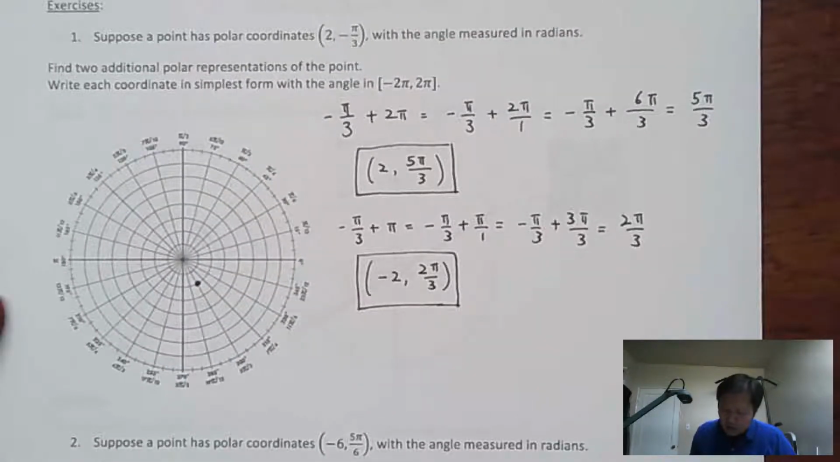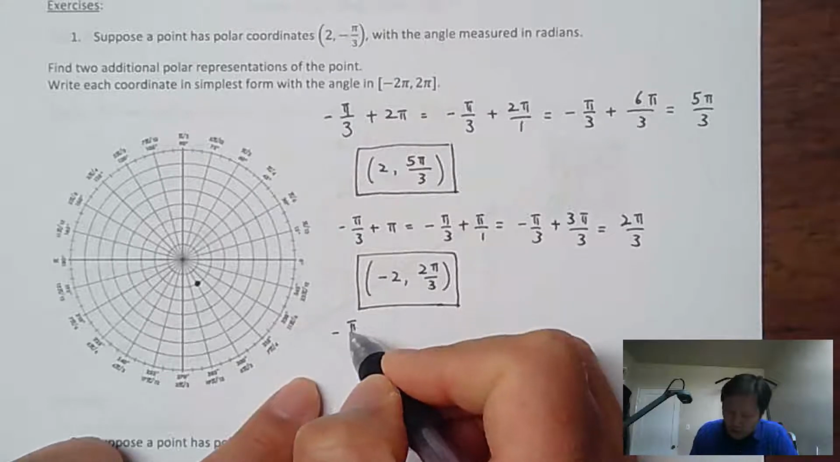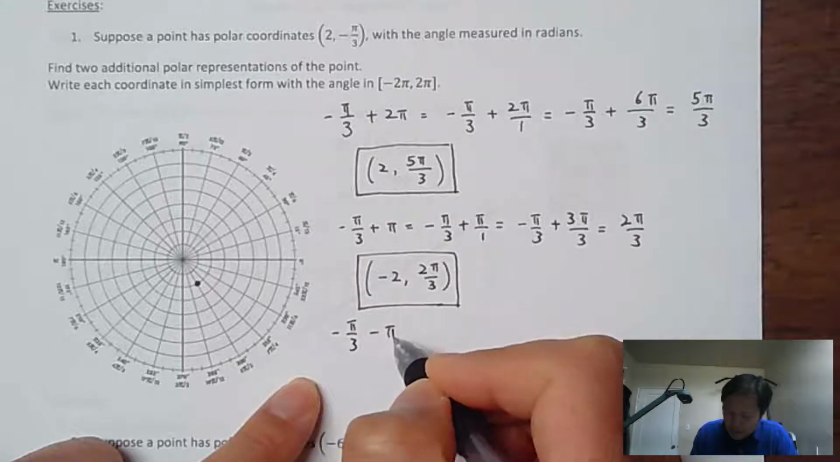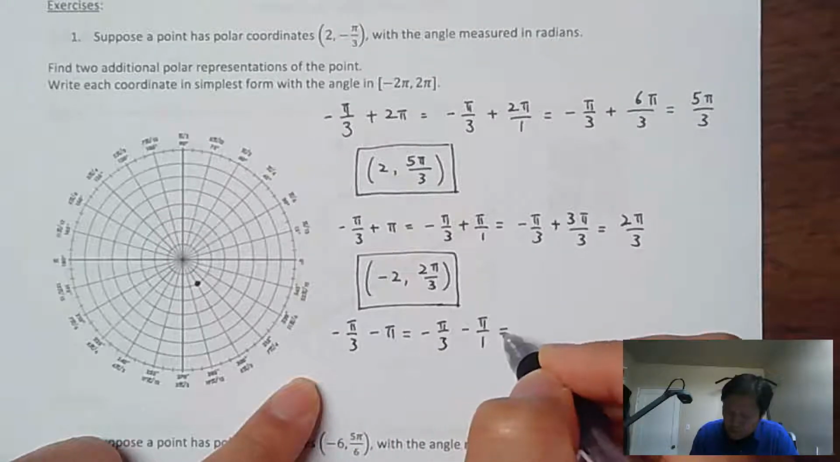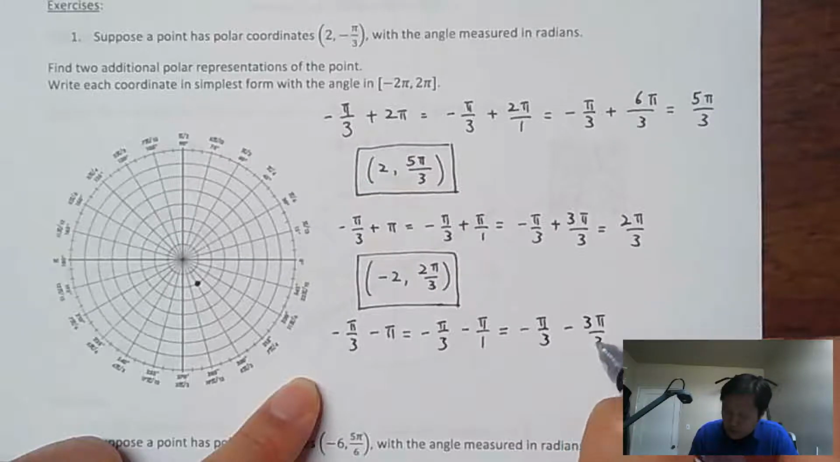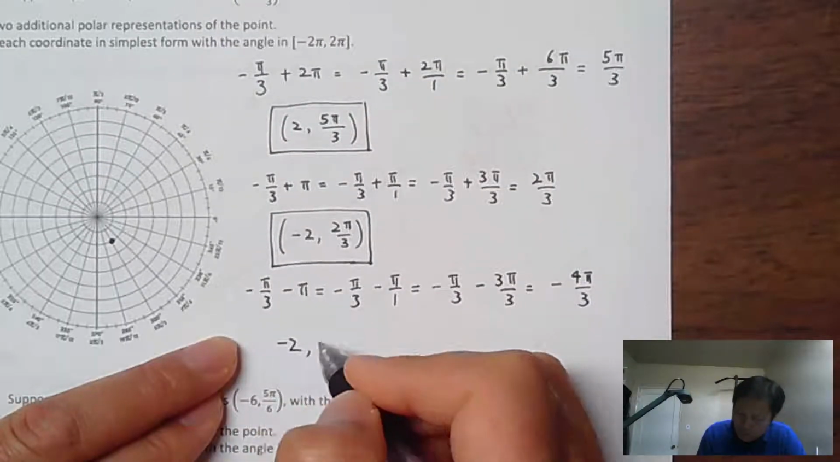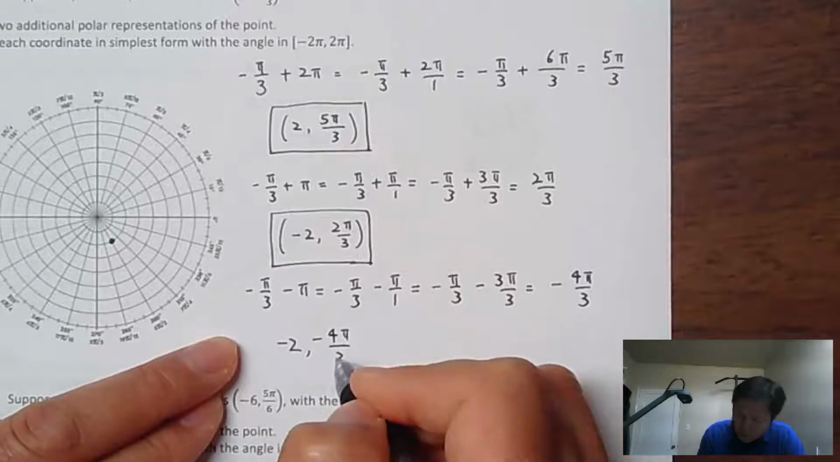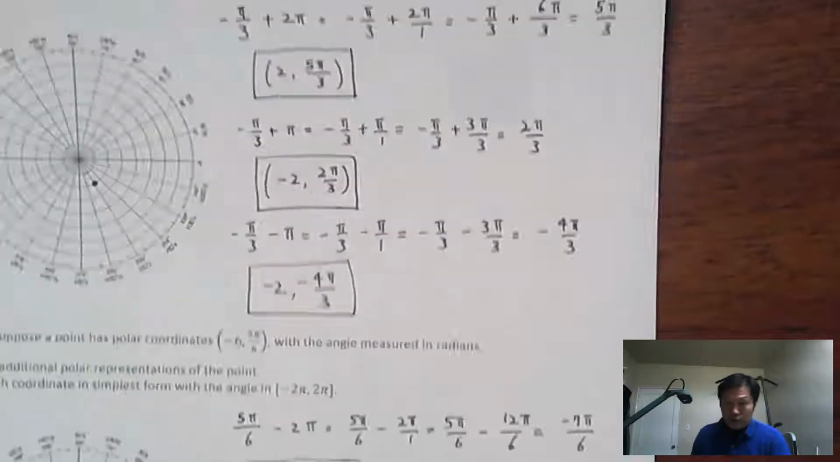It seems that I didn't do the other possibility. So these two, you're good. You could have done minus pi over 3 minus pi over 1, minus pi over 3 minus 3 pi over 3, minus 4 pi over 3. So you could have done minus 4 pi over 3. So any 2 out of these 3 would be good.